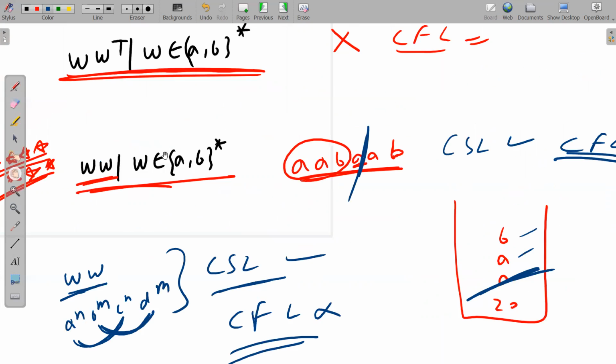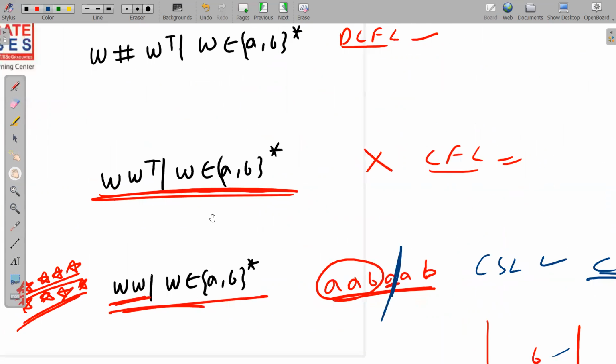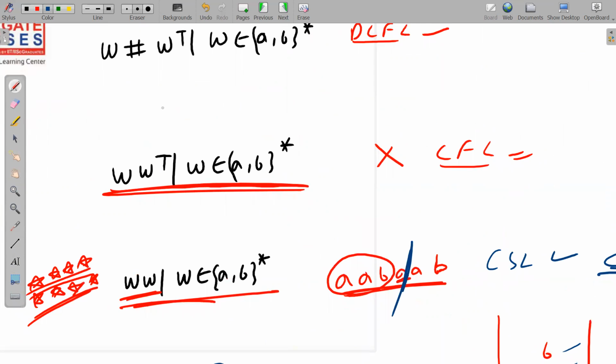Okay, let me ask you one twisted question. WW transpose, is this CSL? Of course, this is CSL because it is CFL, and every CFL is CSL. If you are not able to follow, please watch my Chomsky hierarchy videos. You will get the idea. I think lecture 3 or 4. I do not remember the lecture number, but you have to see the Chomsky hierarchy video. So this is CFL. Can I say this is CSL? Of course, because this is CFL, and every CFL is CSL.